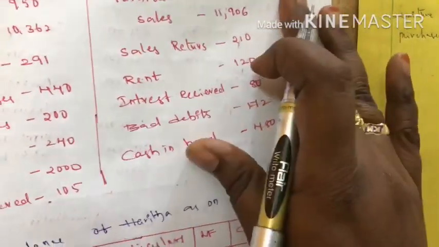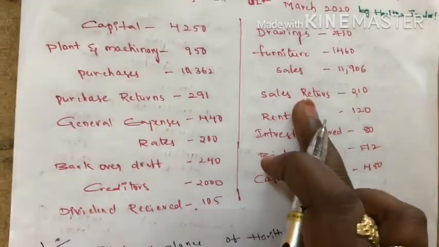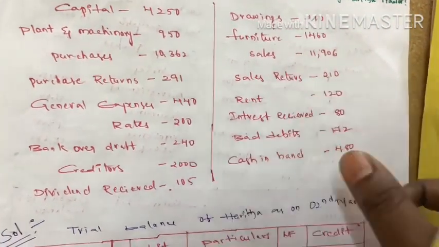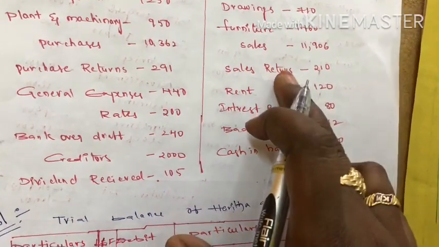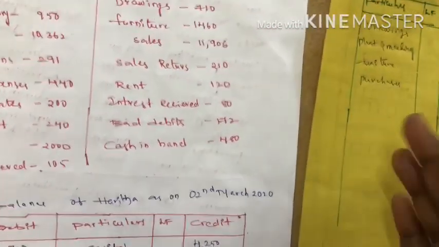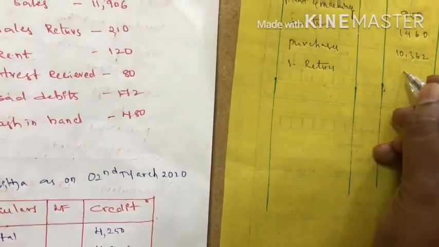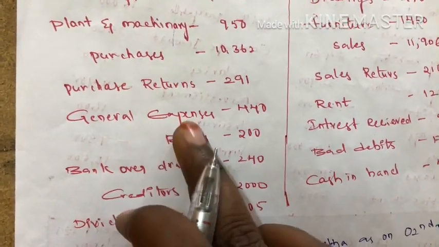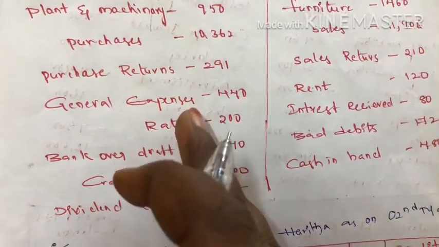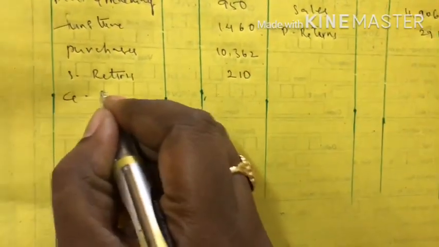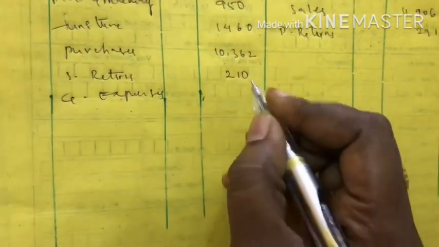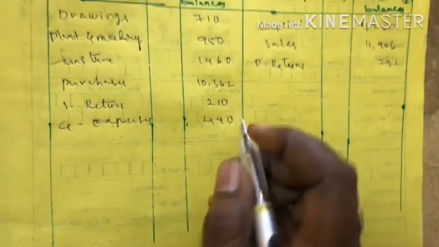The next one, sales returns. Sales is written on the credit side, so the opposite, sales returns, is written on the debit side. Sales returns amount is 210. Next, general expenses. General expenses is an expense, and all expenses are written on the debit side. So general expenses is 440 rupees.